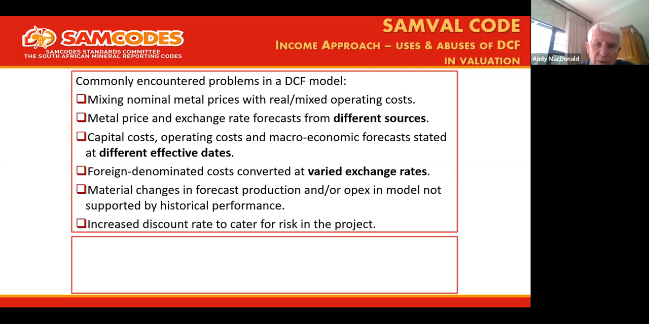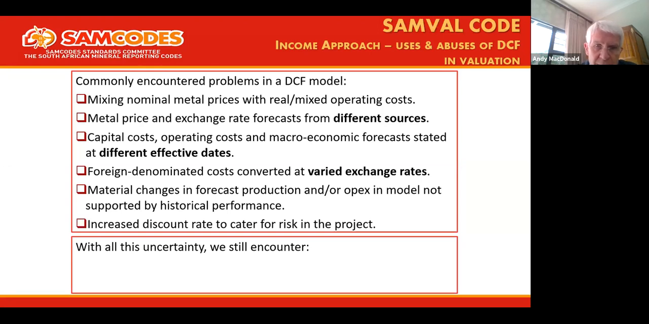And often you see this one too, is people will advocate, well, I've got a very risky project, so therefore I must increase the discount rate to cater for the risk. Now, you'd actually be better off to identify what those risk components are and try and engineer the risk out by suitable capital expenditure, and then apply the appropriate discount rate to that.